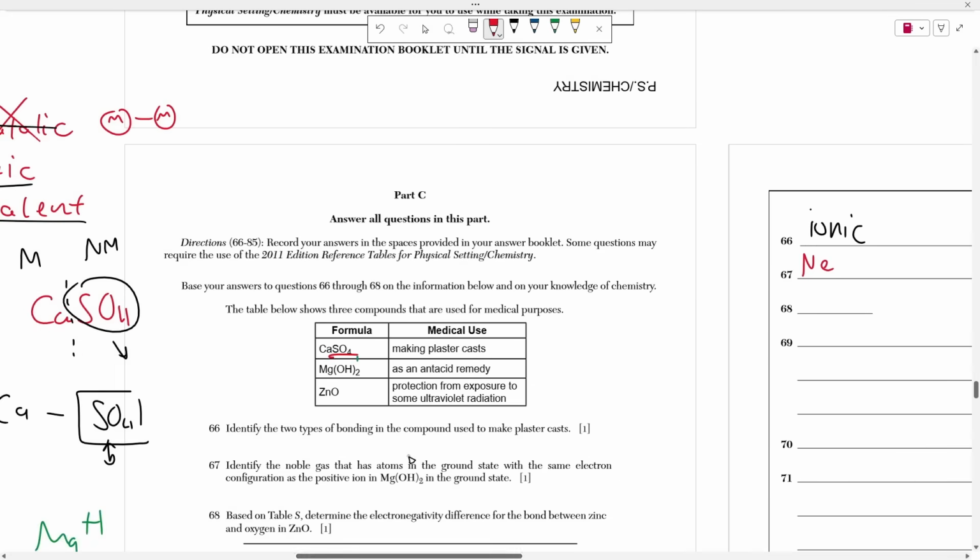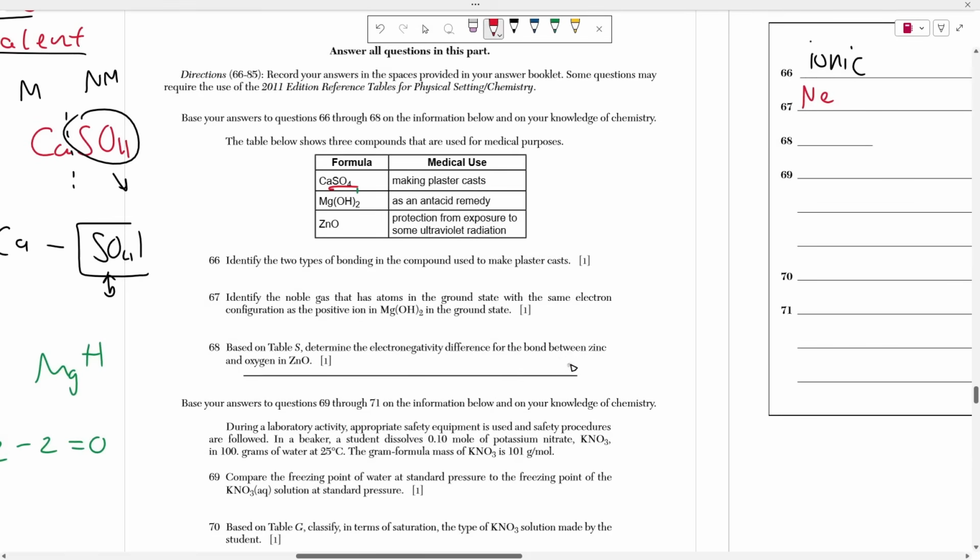Moving on to number 68. It wants us to find the electronegativity difference for the bond between zinc and oxygen in zinc oxide. So whenever you want to find the electronegativity difference, you find the electronegativity of the non-metal, and you subtract that from the electronegativity of the metal. All right?